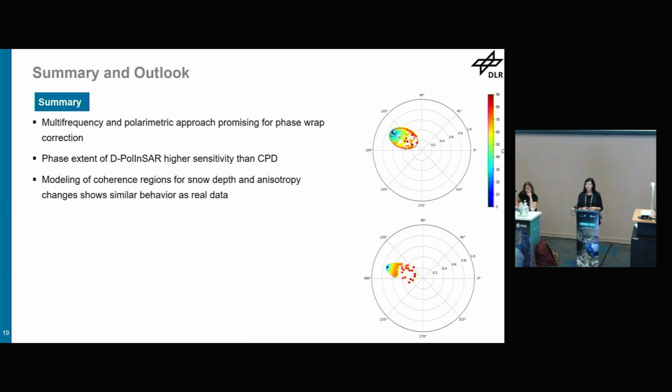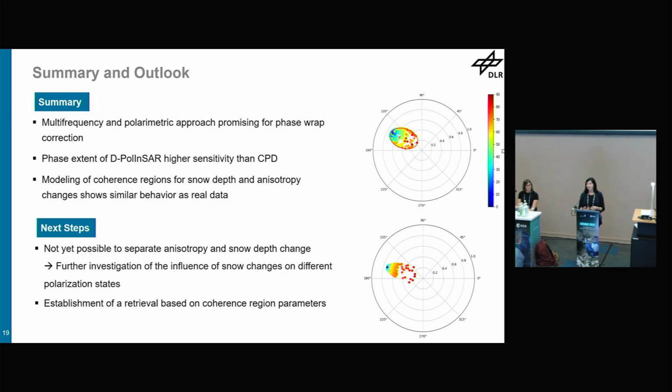So just to sum it up, it was possible to use multi-frequency and parametric measurements to correct the phase. And by modeling the coherence region, the phase extent showed a higher sensitivity than the CPD values. Furthermore, the modeling of the coherence regions for different snow depth and anisotropy changes showed similar behavior as the real data. For the next step, because it was not yet possible to separate the anisotropy and snow depth change, the aim is to further investigate the influence of different snow changes on the different polarization states. And the goal would be to establish a retrieval based on the coherence region parameters. Yeah, thanks.